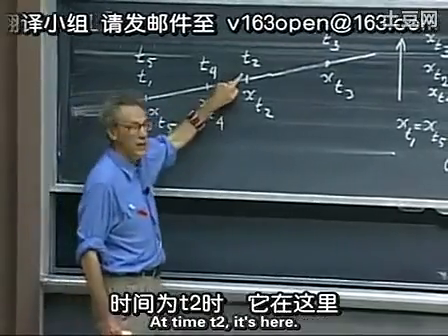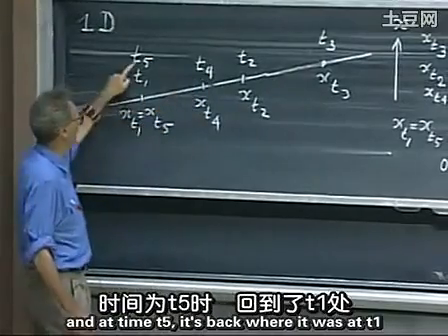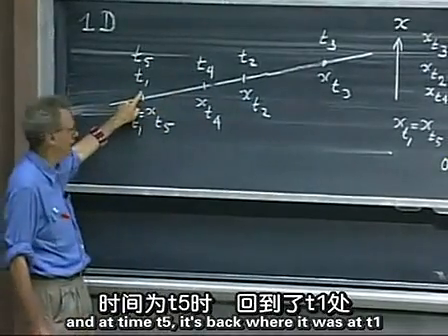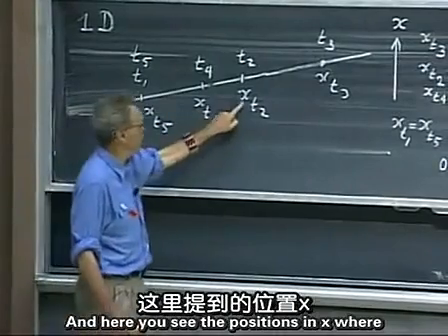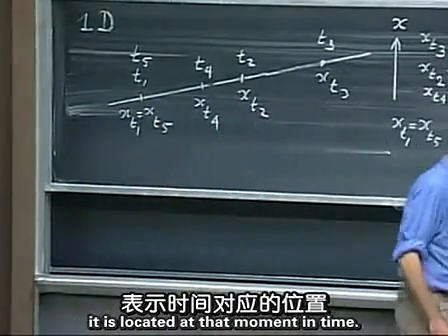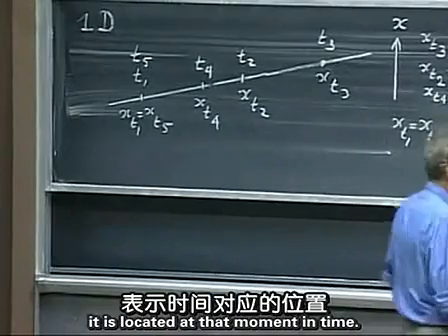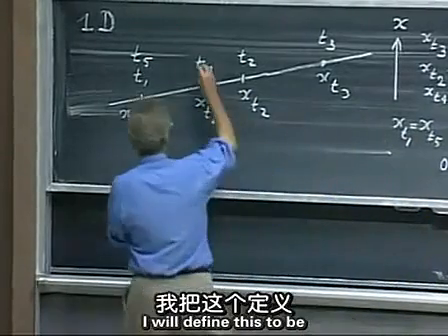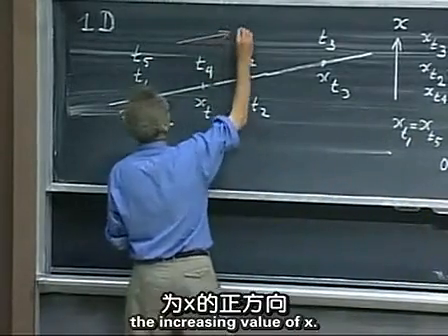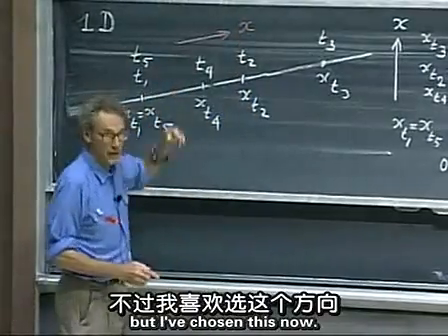At time t2 it's here. At time t3 it's there. Time t4 it's here. And at time t5 it's back where it was at t1. And here you see the positions in x where it is located at that moment in time. I will define this to be the increasing value of x. It's my free choice, but I've chosen this now.